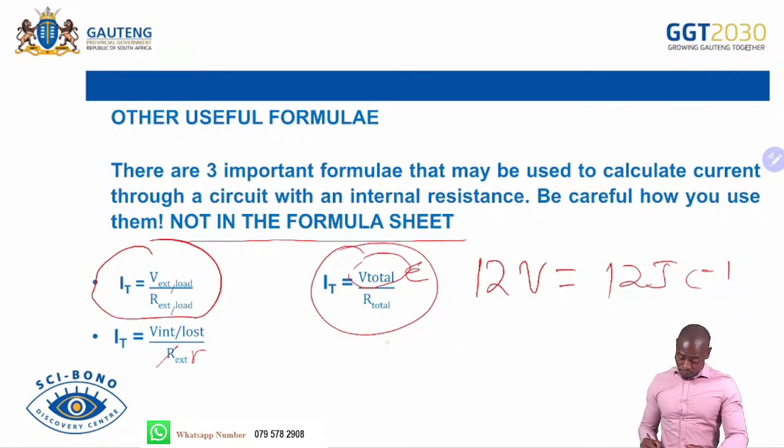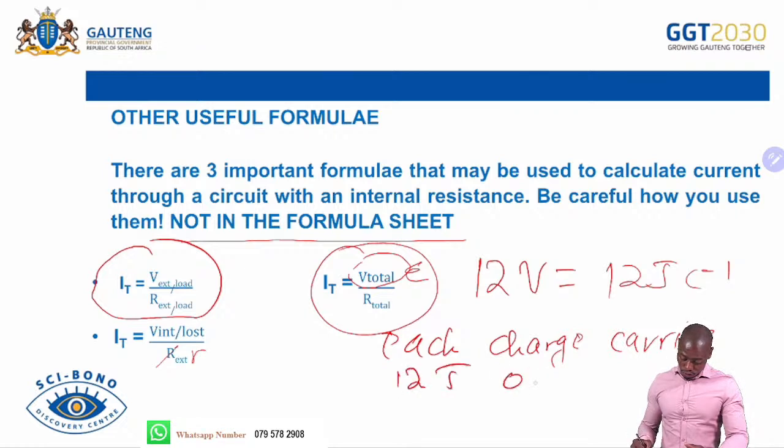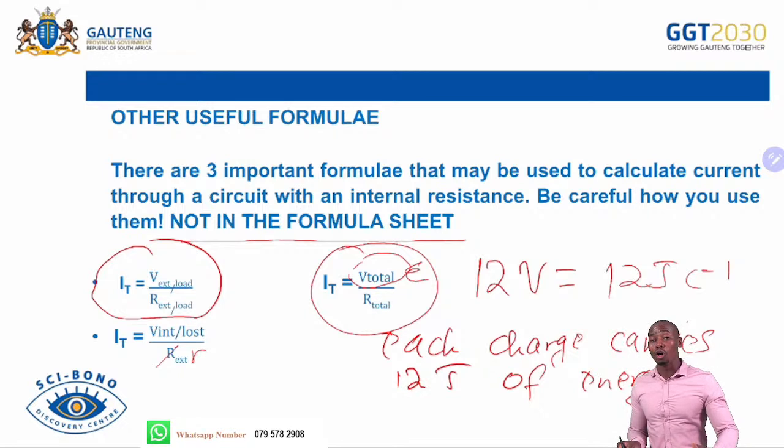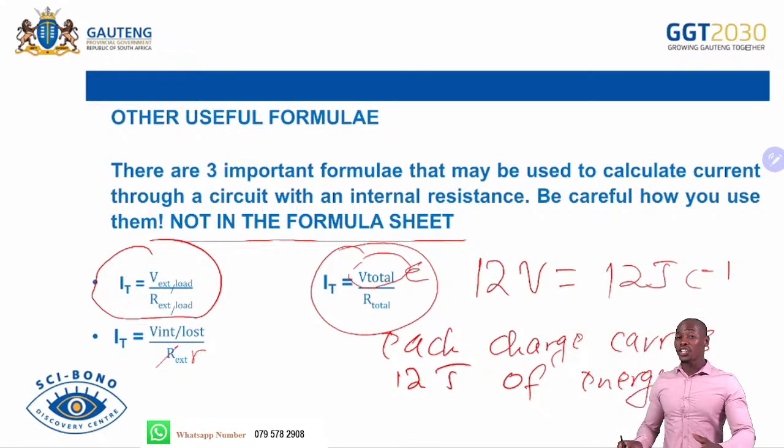So each charge carries 12 joules of energy. Remember, they're saying 12 joules per coulomb of charge. So each charge carries 12 joules of energy. So each charge per coulomb carries 12 joules of energy. So you must know the meaning of that.